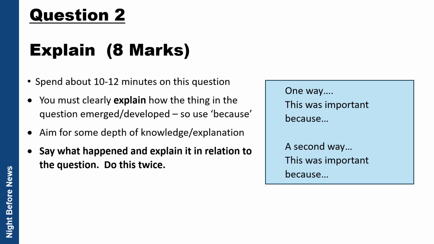Question 2 is an explain. You've had this before on your Cold War paper and obviously on your medicine paper. So explain one way in which this was important because, a second way this was important. Again, 8 marks, 10 to 12 minutes on this question. We need to see you using the word because. Again, you do that twice.